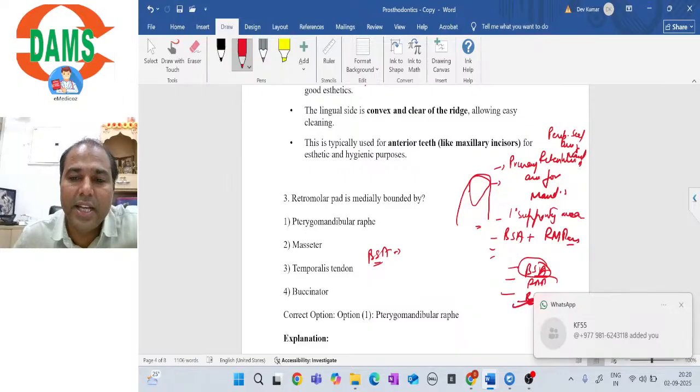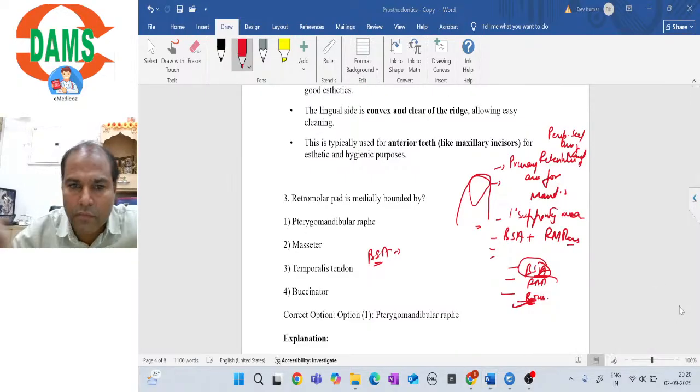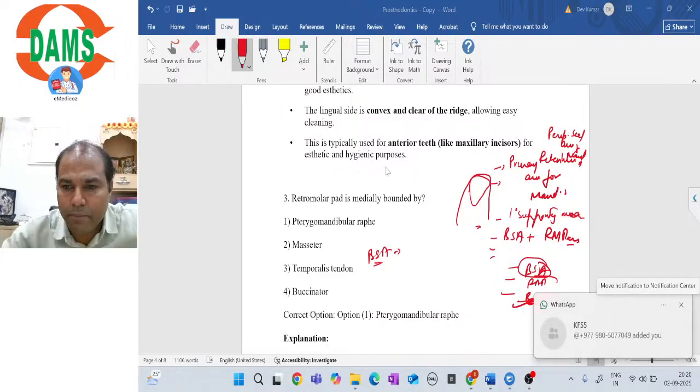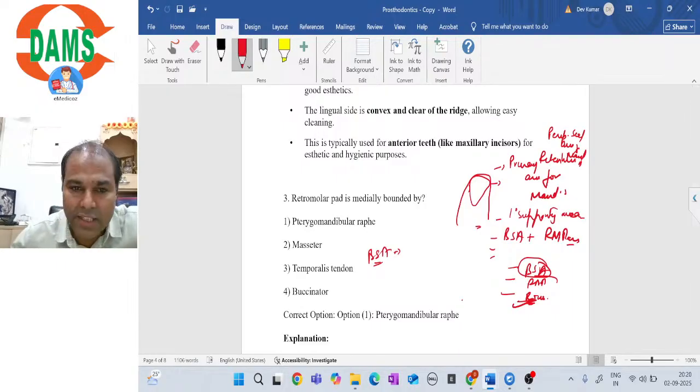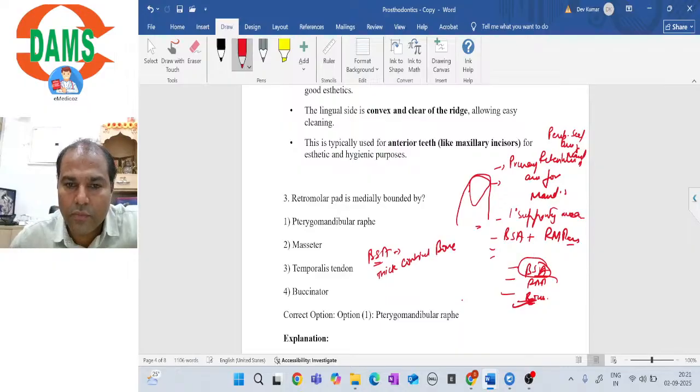Why? Because the buccal shelf area is made up of thick cortical bone, it is at 90 degrees to the masticatory forces, and it is surrounded by muscle attachments. That's why it doesn't resorb.